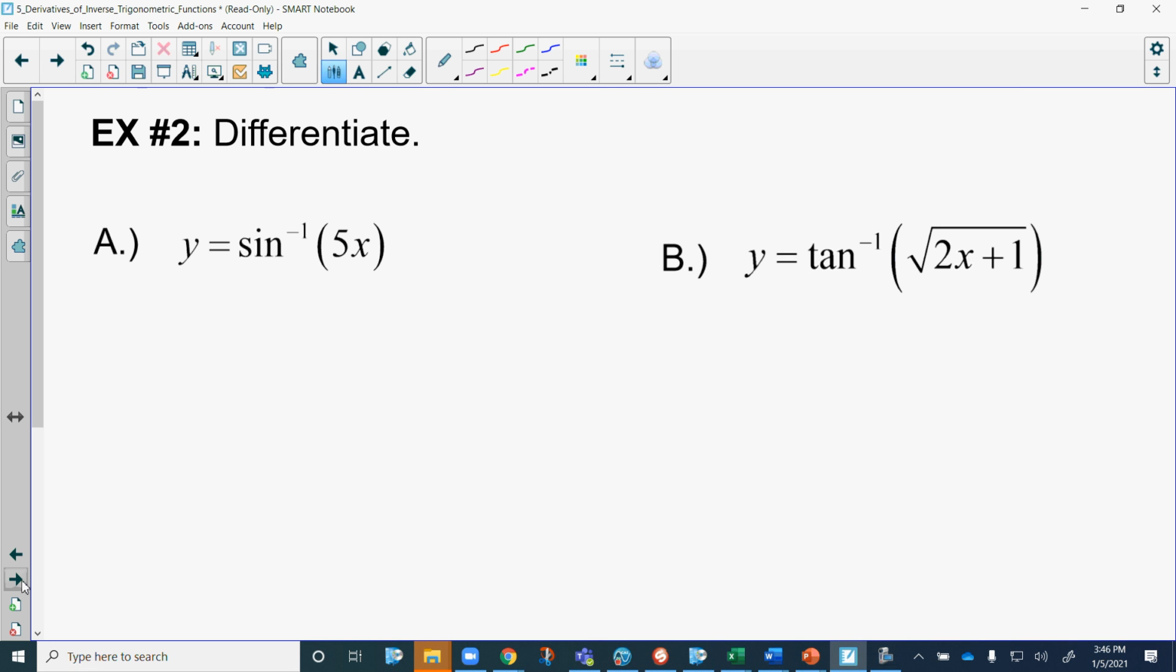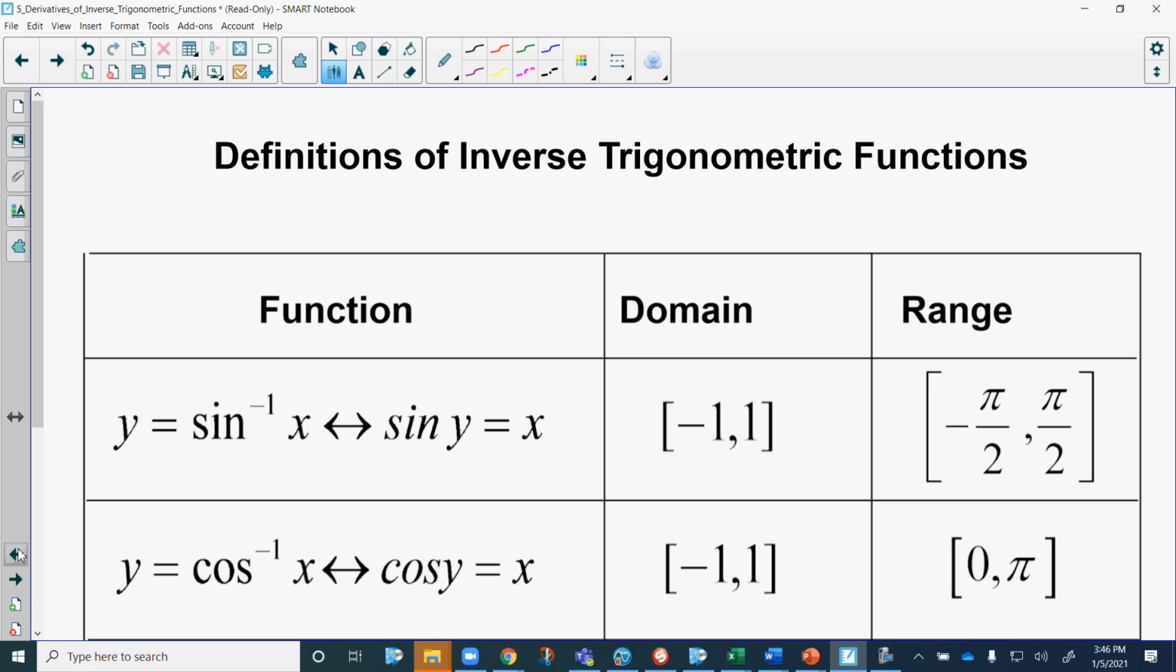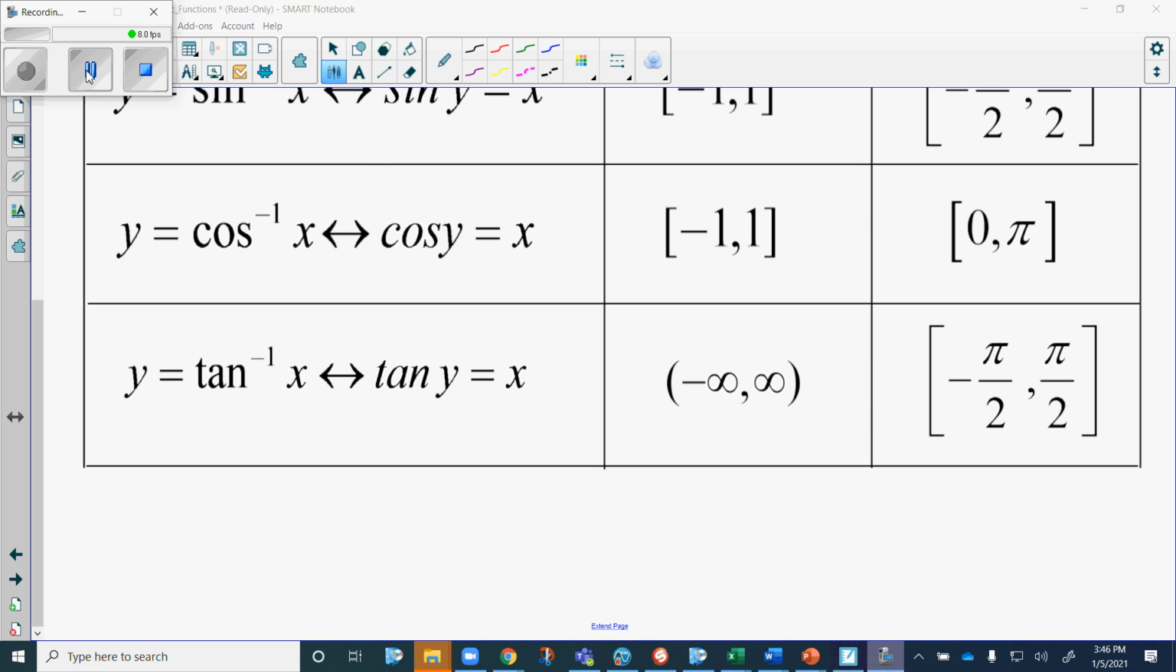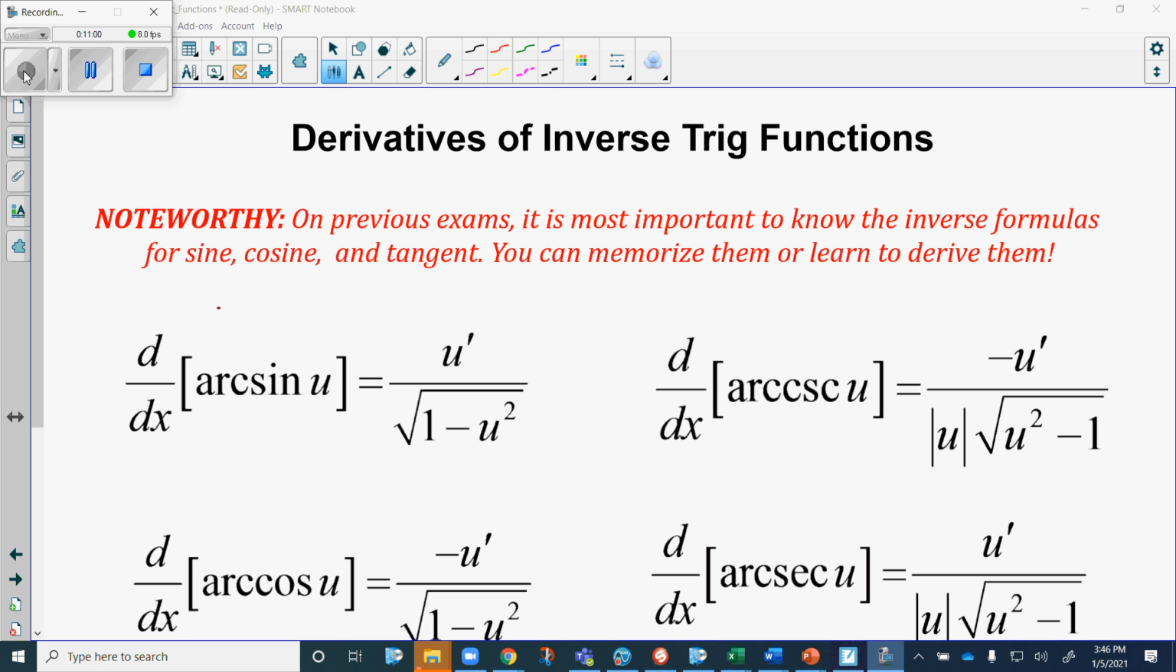So, oh, I feel like I missed something here. Hold on a second, because I am definitely missing something. All right, there we go. Sorry about that. A couple of pages on the presentation got swapped somehow.